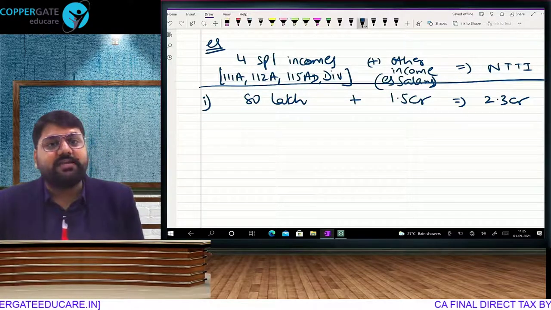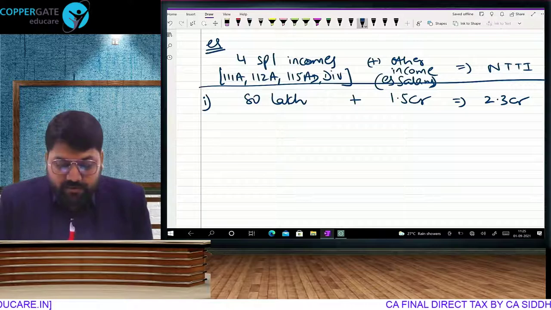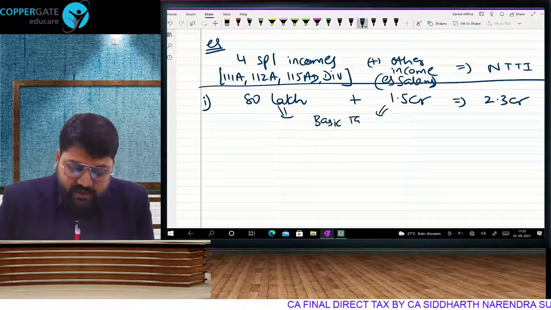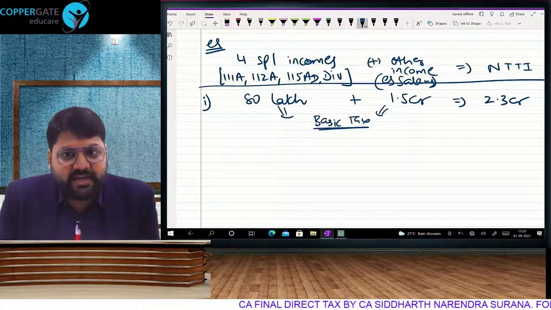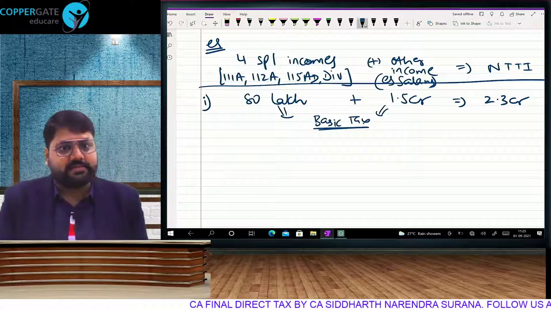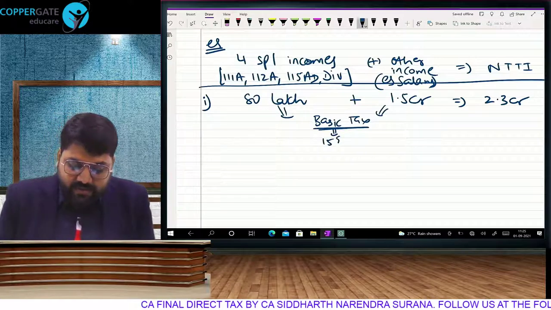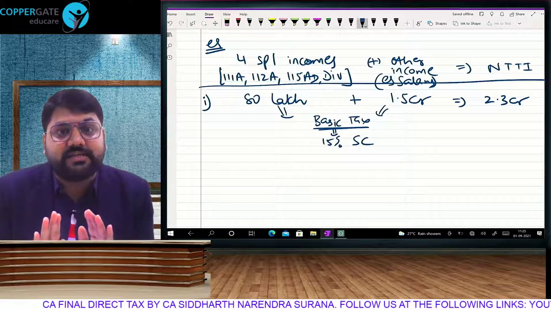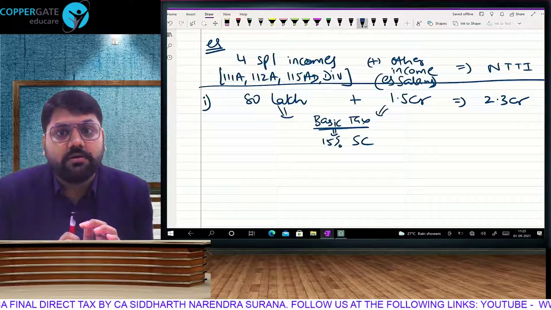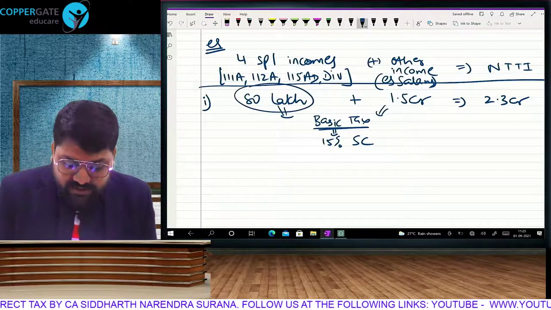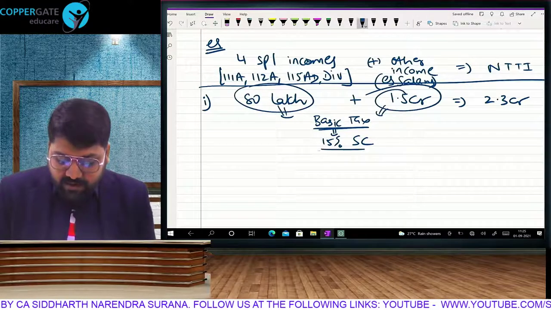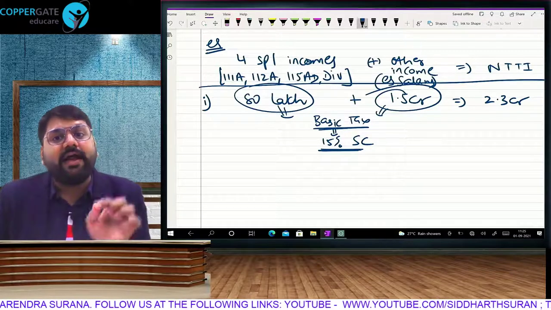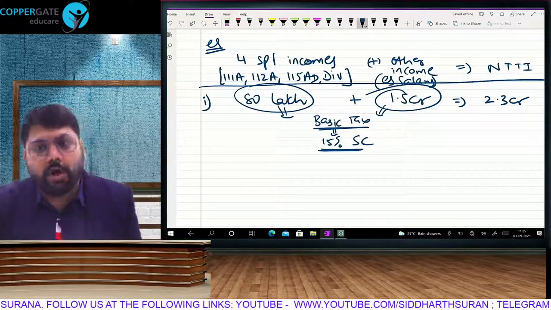Then ladies and gentlemen, 25 and 37 will not be applicable. You will have to calculate basic tax on both these incomes. Obviously, if it is normal income, then normal rate, special income, then special rate, calculate the basic tax. And on that basic tax, we will apply 15% surcharge on our entire basic tax. Surcharge is never on income. Surcharge is applicable on tax amount. So calculate tax on this. Calculate tax on this. But the surcharge will be total 15% on entire basic tax. Means 25 and 37 will not be applicable at all.